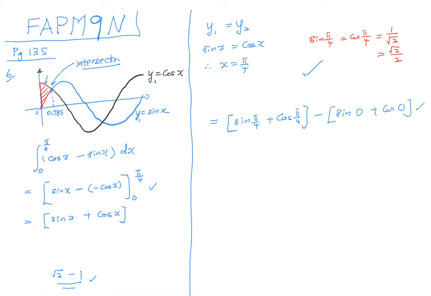So now you know what is the value of sin pi by 4, am I right? You can write it in this form or this form. In this case, this form will be better. Root 2 over 2 plus root 2 over 2, take away, sin 0 is 0, cos 0 is 1. So half of root 2 plus half of root 2, you got 1 root 2. So you got root 2 take away 1. That's it. See or not?